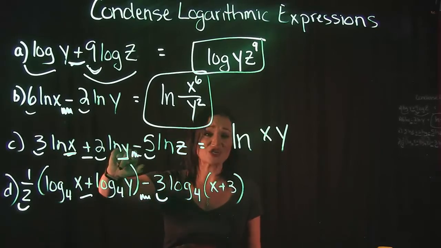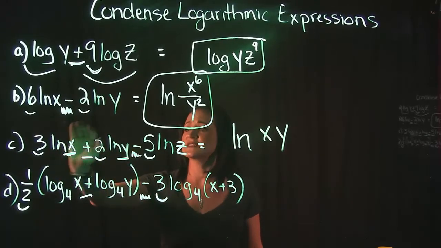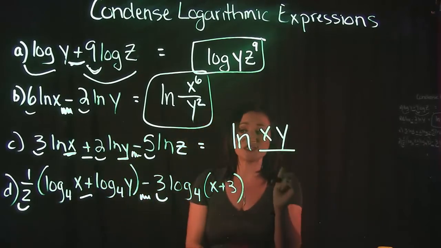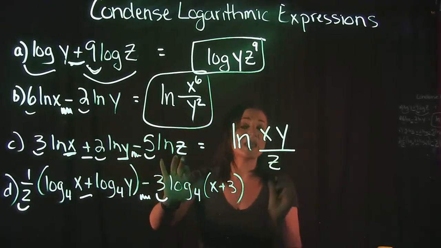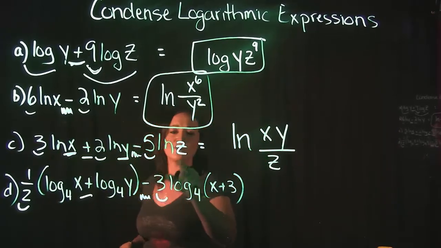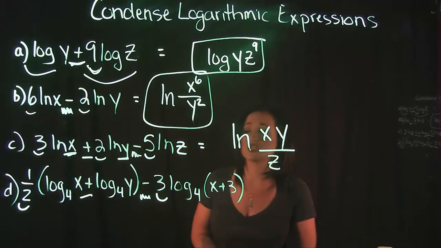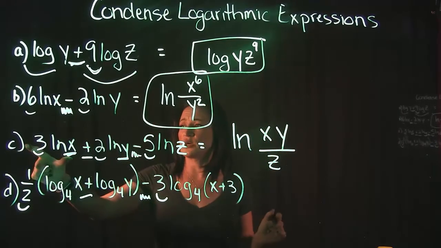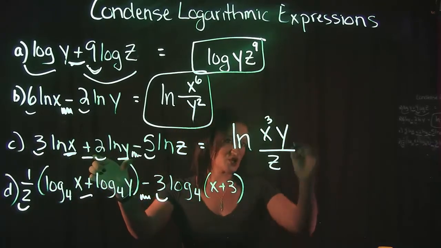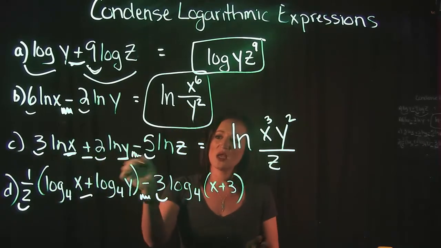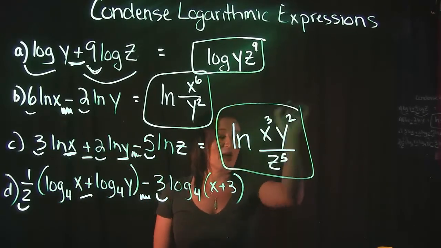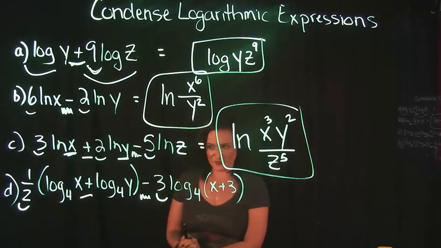Then we have a subtraction back here. So we're taking x times y, and because we have a subtraction, that means a division, and we're dividing by the z. So x times y divided by z. Now we just pay attention to coefficients. 3 is the coefficient of x, so that's x to the 3rd. 2 is the coefficient of y, so that's y to the 2. And 5 is the coefficient of z, so that's z to the 5th power to wrap that one up.